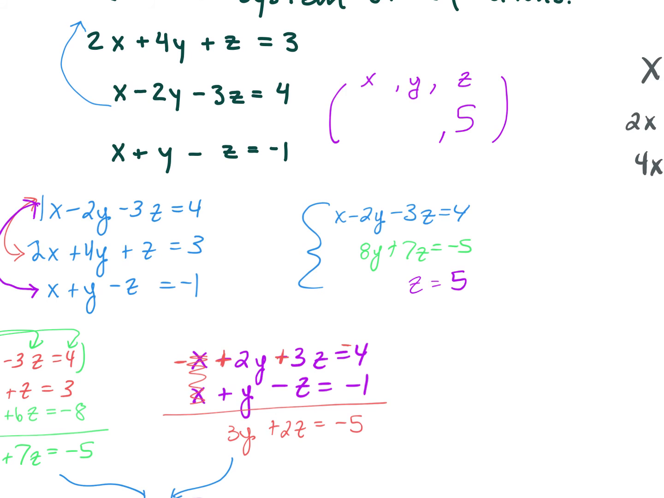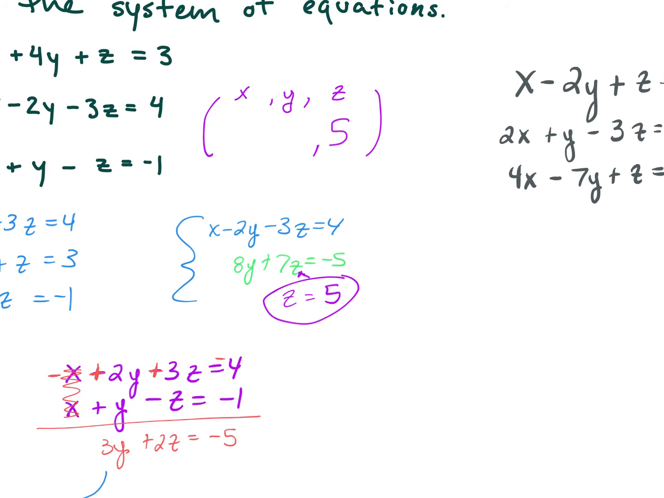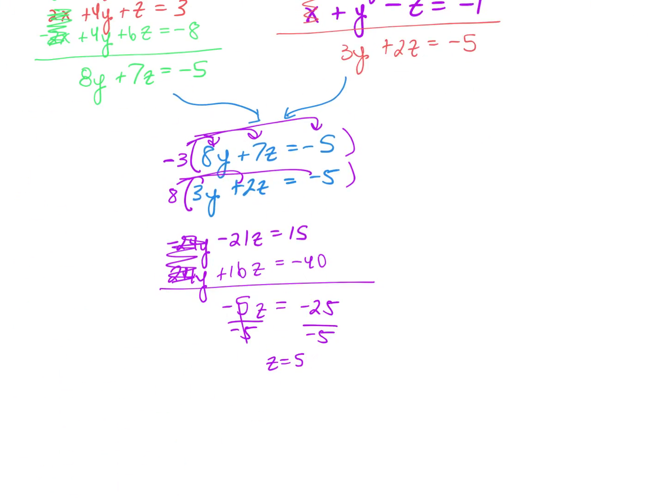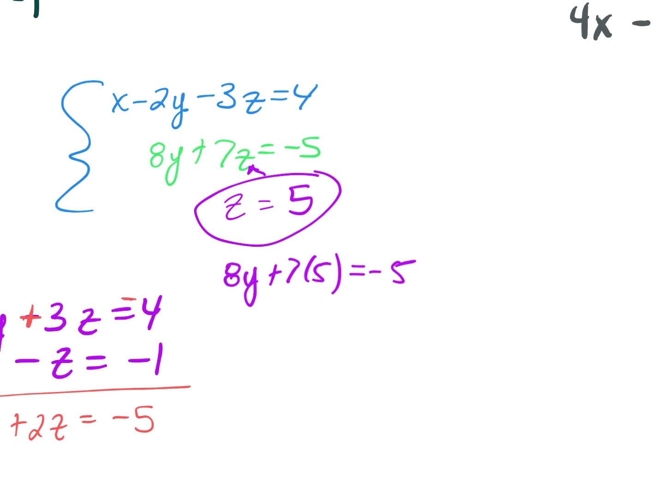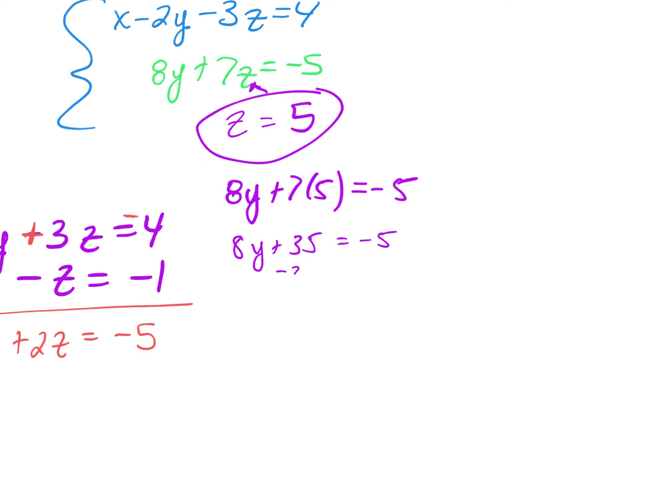So this is where we use our back substitution. I'm going to take this z right here, plug it in here. So I have 8y plus 7 times 5 equals -5. It's +5, right? Down here, yeah. So 8y plus 35 equals -5. I'm going to subtract 35 from both sides, and I get 8y equals -40. Agreed? Are we good? Okay.